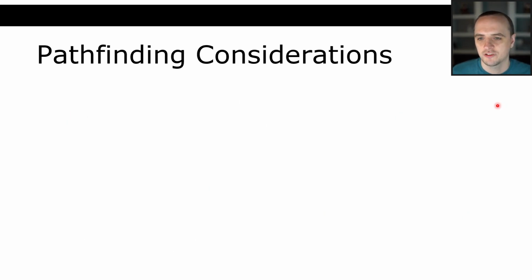So what are some considerations that we have to make? Let's say that you just started a new job as an AI programmer for some indie video game company, and they say, we want you to make the pathfinding system for our game. Well, okay, so how do you go from that statement to actually starting to implement the pathfinding system?